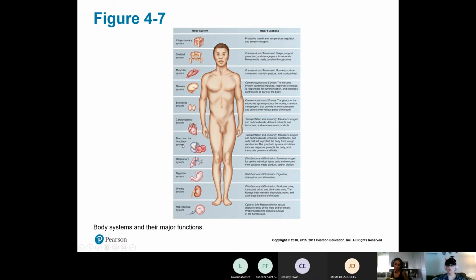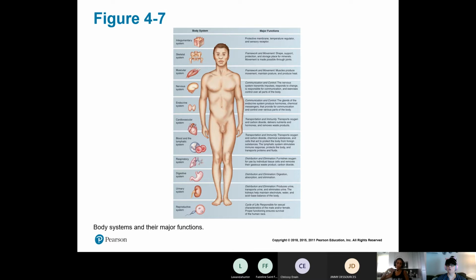because everybody always lumps blood and lymphatic with the immune system. And we can do that. So this is saying 11 systems. Okay? And knowing these systems is vital.